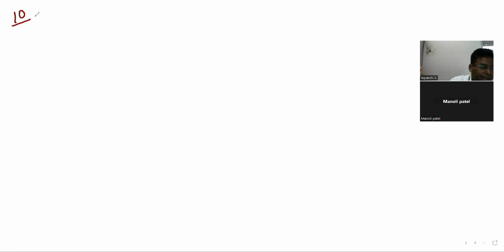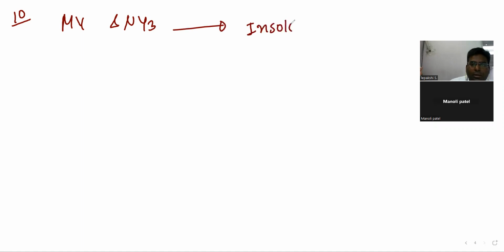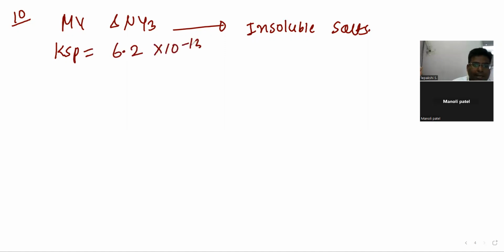Now see question number 10. MY and NY3, two nearly insoluble salts, have the same Ksp value of 6.2 × 10⁻¹³ at room temperature. These insoluble salts have the same Ksp. Ksp means the solubility product of the compound. So it is nothing but 6.2 × 10⁻¹³. Understood? At room temperature.